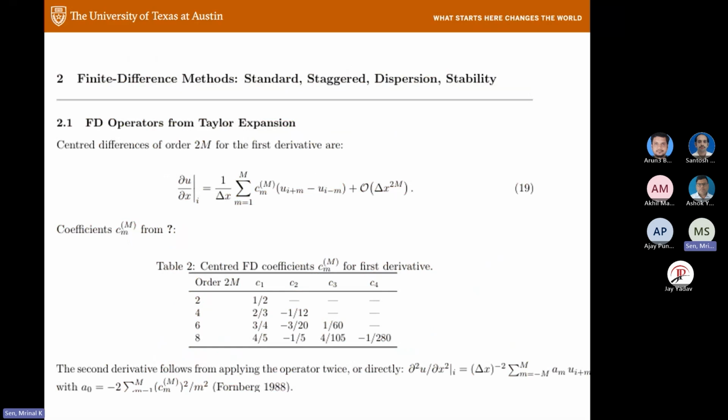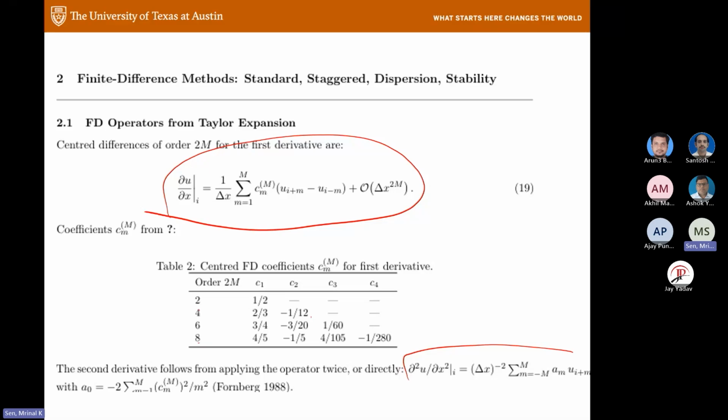So in general, you can write your finite difference operator as a series, and you can retain different orders. And here I'm showing you what the coefficients should be for different orders, half, 2 by 3, and so on and so forth. Okay. So this is for the first derivative. Similarly, you can write this for the second derivative.